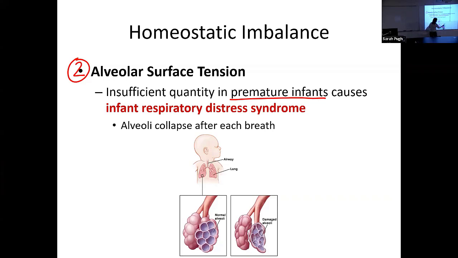And so you can see that image over here on the right. You can see those alveoli collapsing. They're not staying nice and inflated. We call this infant respiratory distress syndrome. So that's also going to require a lot more energy. So after every exhale, when an infant starts an inhale again, they have to put in a lot more energy into that inhale to reinflate that bronchial tree.